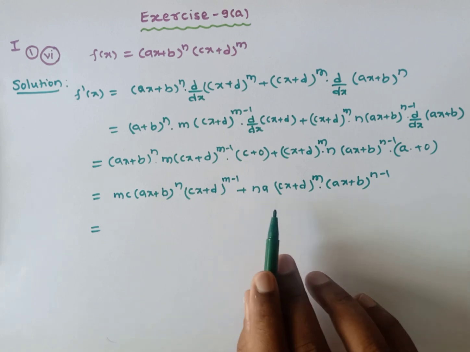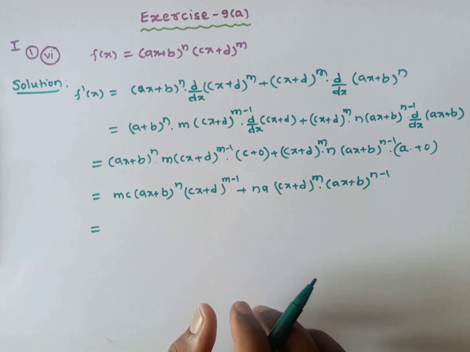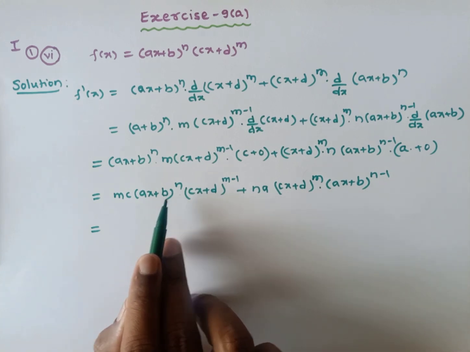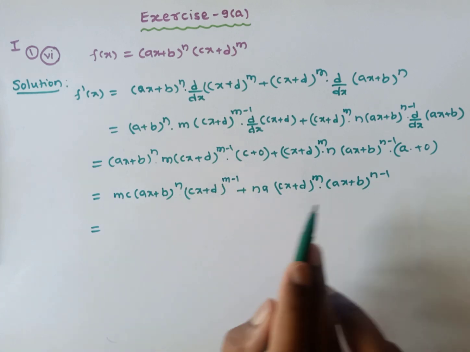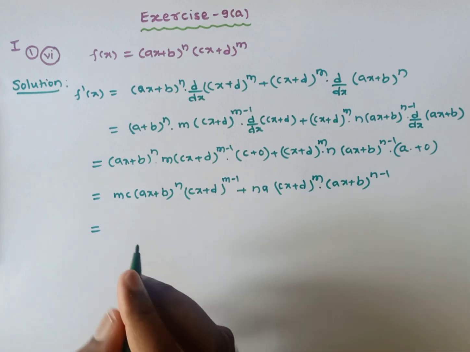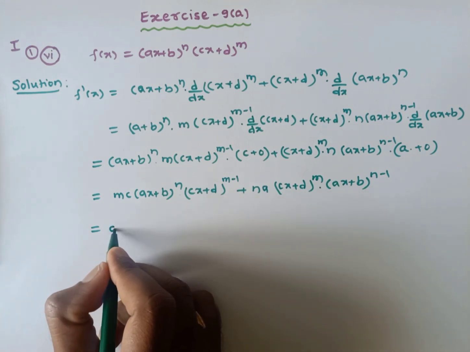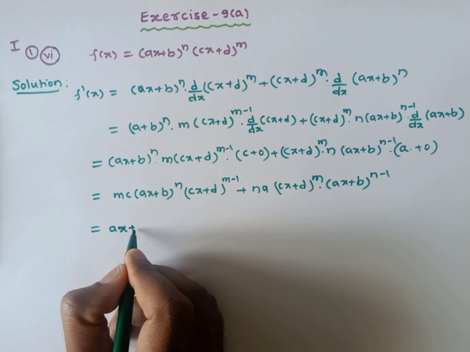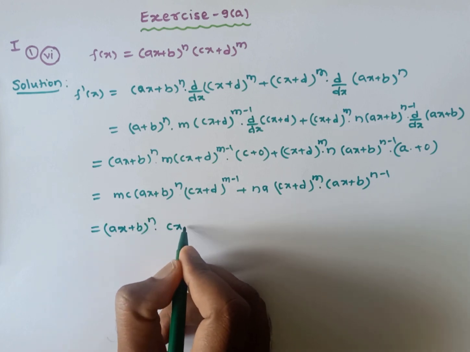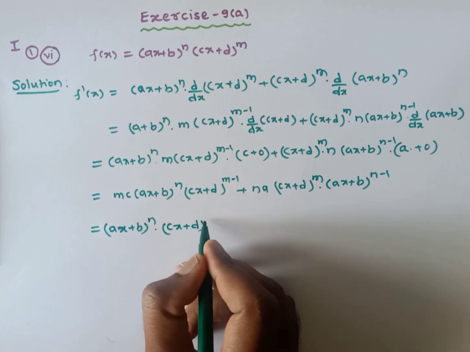Derivative is a concept part, but simplification is for you to do, by factorizing or taking common factors. See here, (ax plus b) whole to the power of n is there, and here (ax plus b) whole to the power of n, and (cx plus d) whole to the power of m and (cx plus d) whole to the power of m. So entirely, I have taken (ax plus b) whole to the power of n as common. In the same way, I have taken (cx plus d) whole to the power of m also as common.